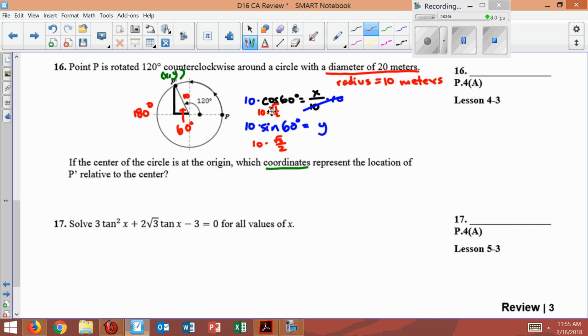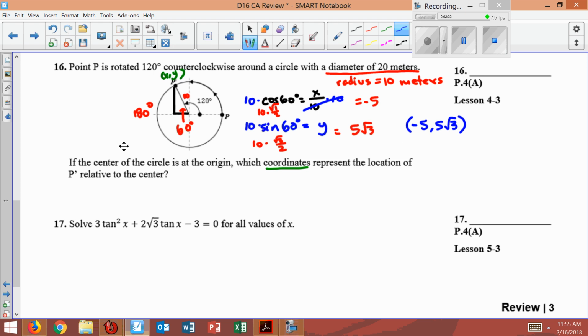I'm going to multiply this out. Square root of 1 is 1, so 10 times a half is 5. This value is 5. This one, 10 divided by 2 is 5, and then I have the square root of 3 left over. Since this is in the second quadrant, the y value is positive, but the x is negative. So the coordinate that would represent would be negative 5, comma, 5 square root of 3.